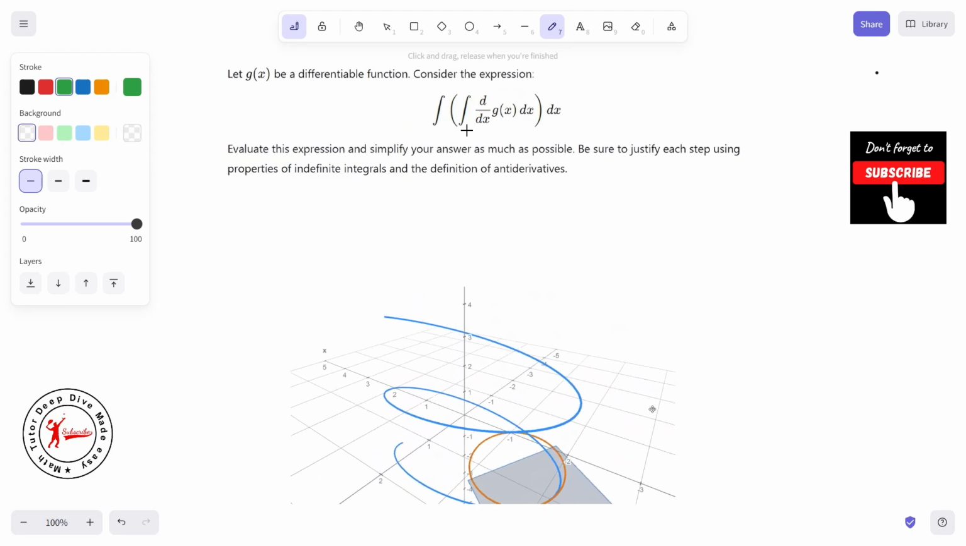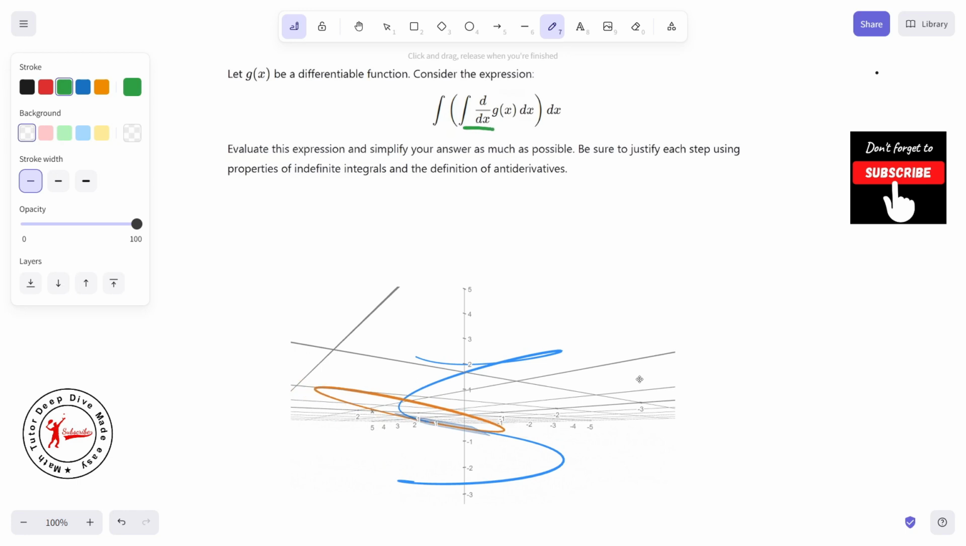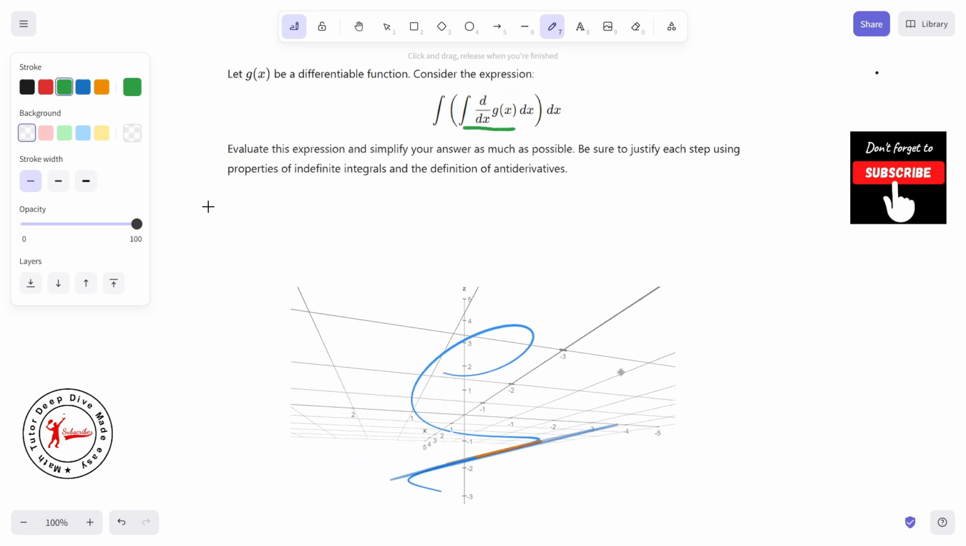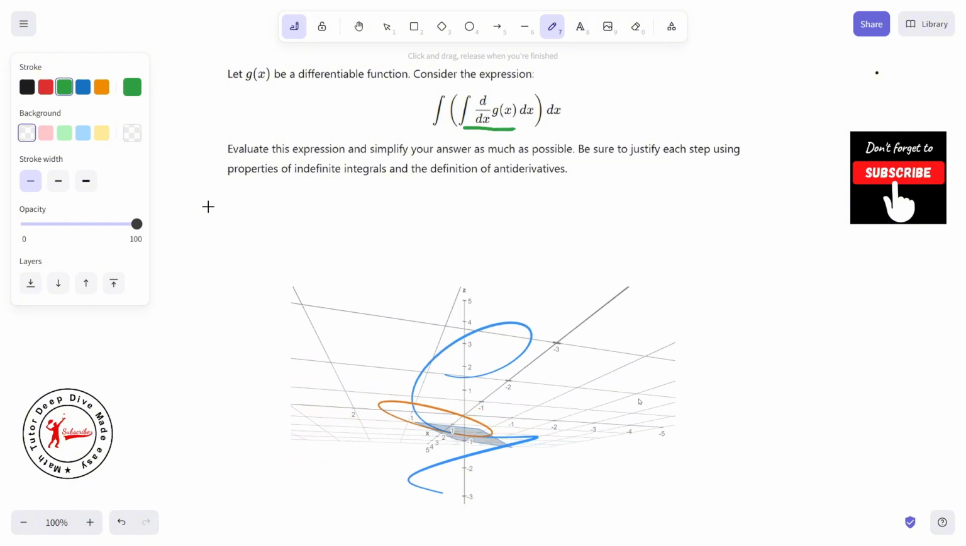This question is: let g of x be a differentiable function. Consider the expression: the integral with respect to x of the expression, which itself is an integral with respect to x of the derivative of g of x. Evaluate this expression and simplify your answer as much as possible. Be sure to explain your steps using properties of indefinite integrals and the idea of antiderivatives.